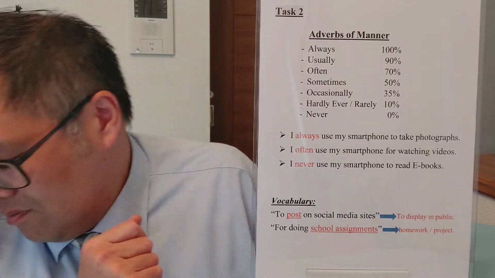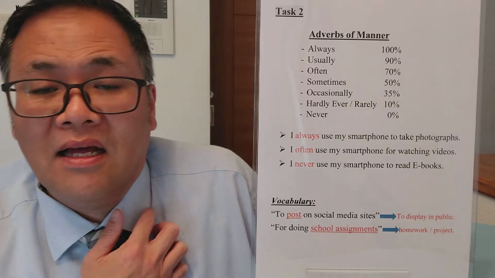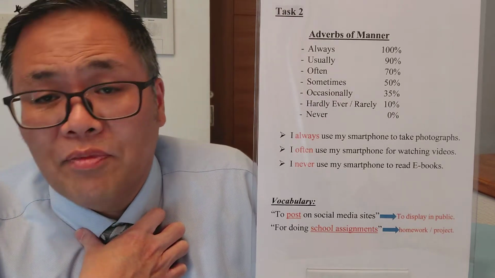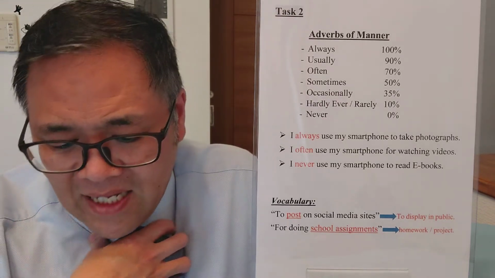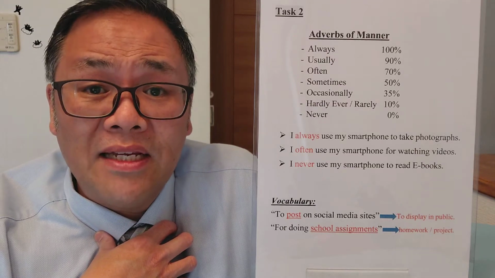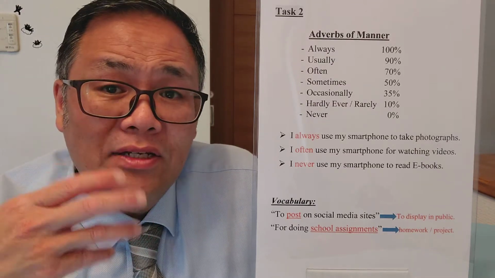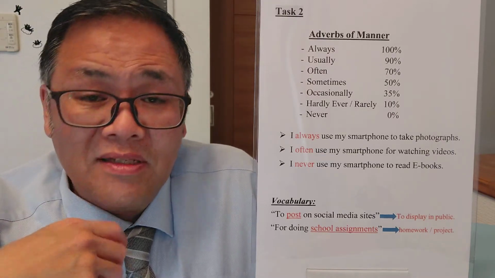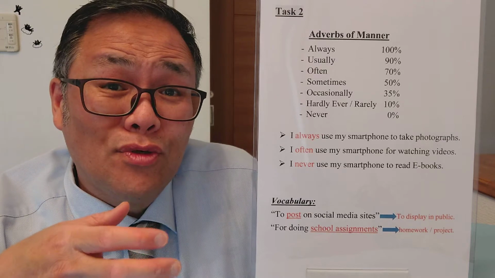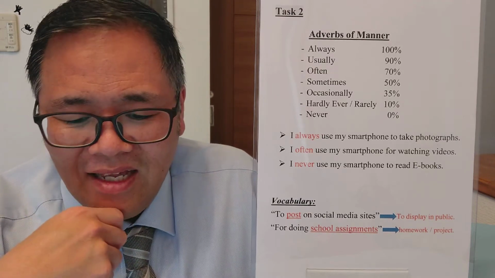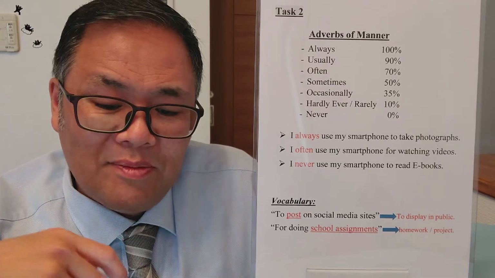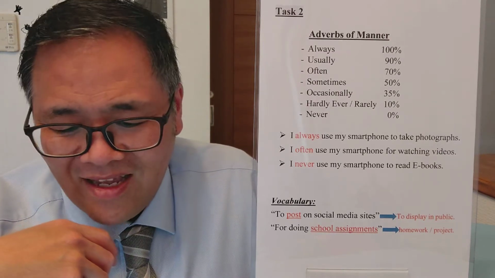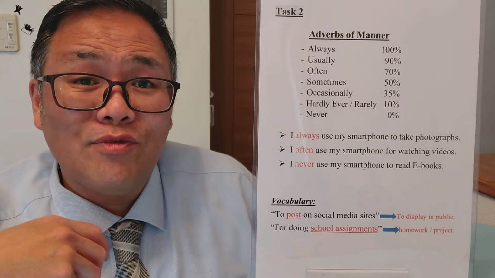Now, there are some expressions there in the uses of a smartphone. They give 2 examples here just to clarify the meaning. To post on social media sites. Okay, to post means basically to display in public. Another one, for doing school assignments. School assignments means basically school homework or school project. Okay, so those are the 2 expressions that they use if you're not familiar with post and school assignments. So that's task 2. Let's move on to task 3.